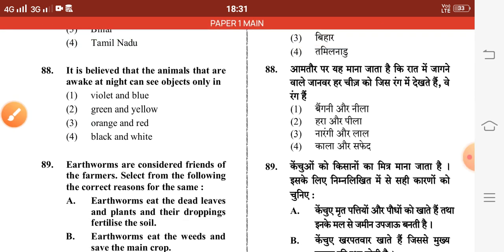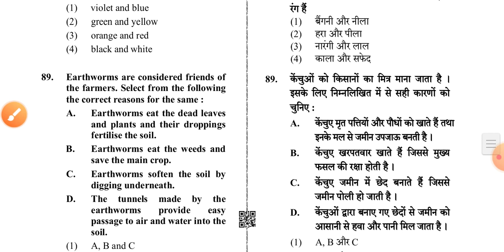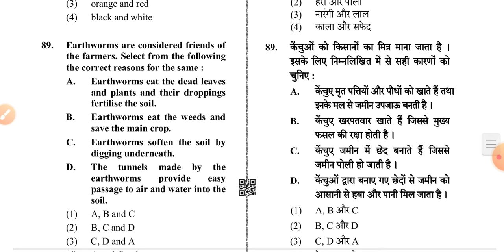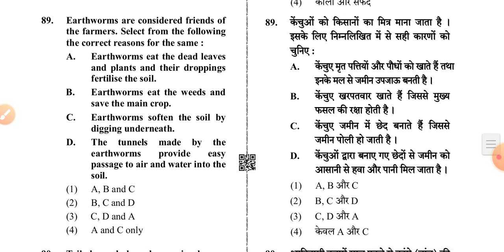Question number 89. Earthworms are considered friends of the farmers. Select from the following the correct reasons for the same. Correct option is third one. That means B, C, D.